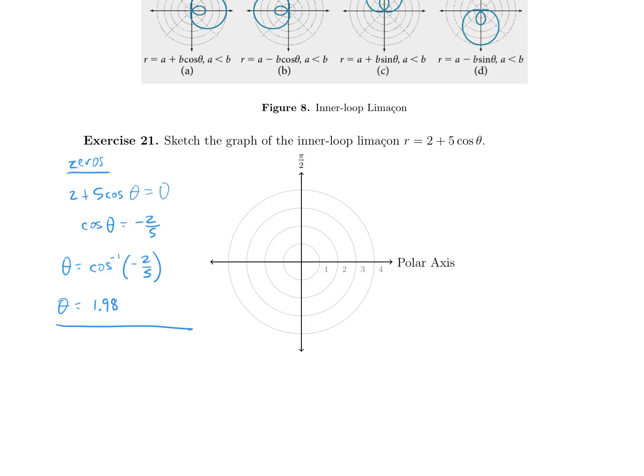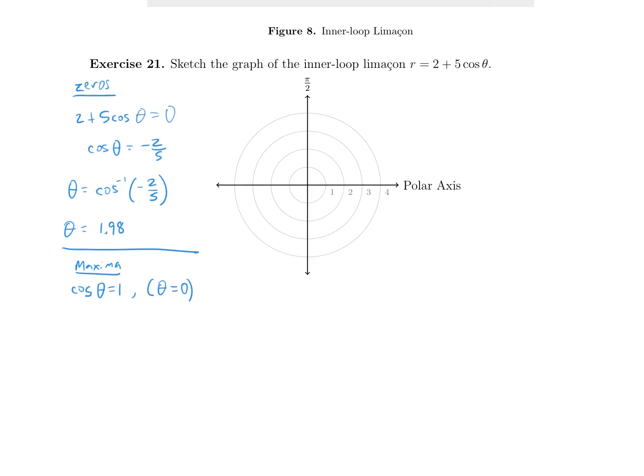All right, and then for the second thing that we should do, let's find the maxima. So that occurs when cosine theta is equal to 1, in other words, when theta is equal to 0. Let's replace cosine theta with 1. You should get r equals 2 plus 5 times 1, which means r is 7. So at 7 comma 0, that's the maximum value.